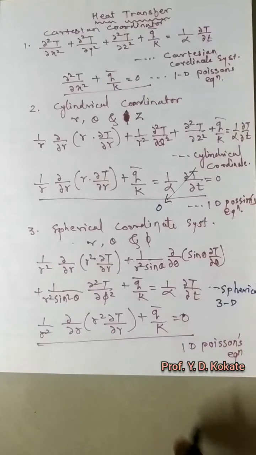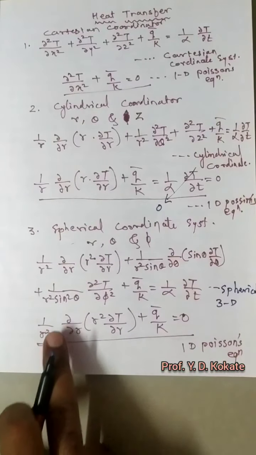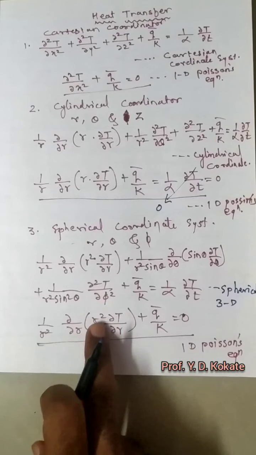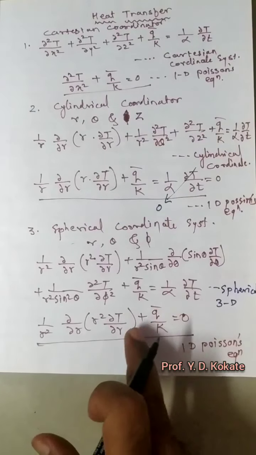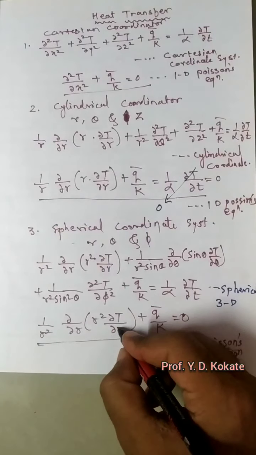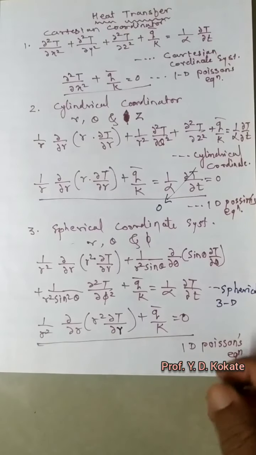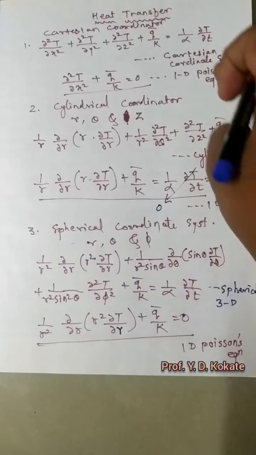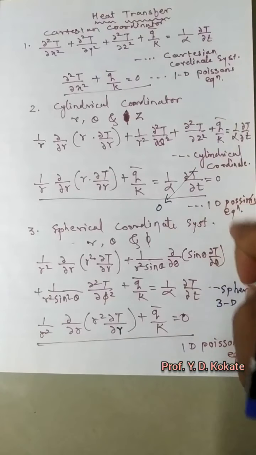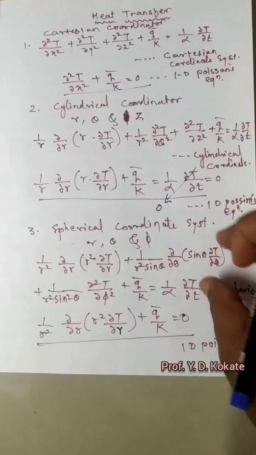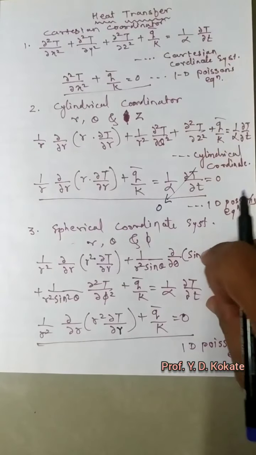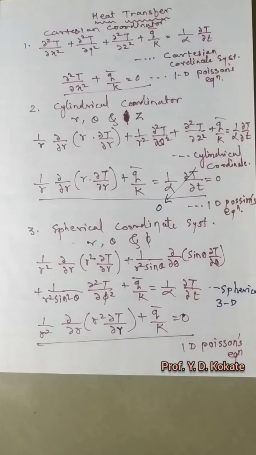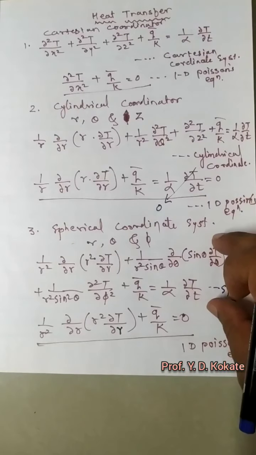Okay, if I want to write down the Poisson's equation, it is 1 upon r square d by dr of r square dT by dr plus q bar upon k is equal to 0. Now why am I writing down the Poisson's equation every time? Because these Poisson's equations are important. If you forget the three-dimensional cylindrical and spherical equations, no matter, because the question will not be asked on that.